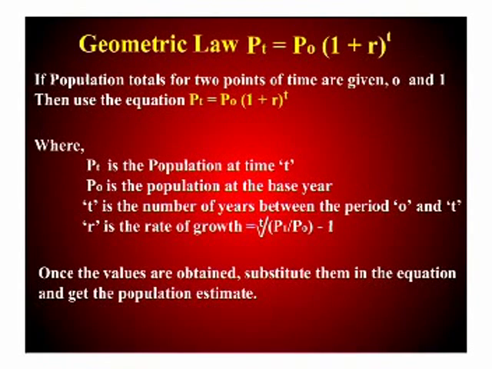P0 is the population at the base year. T is the total number of years between the period 0 and t. R is the rate of growth, which is equal to the t-th root of P1 by P0 minus 1. Once the value of R is obtained, substitute the value in the equation and get the population estimate or population projection, as the case may be.